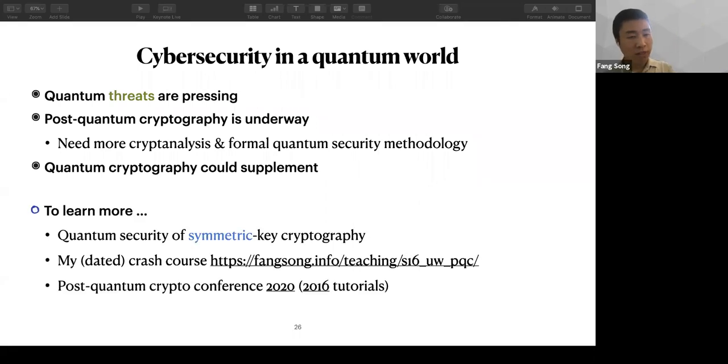And finally, I would list some pointers for people who want to learn more. For instance, I didn't talk about what would happen to symmetric key crypto at all, but here's your treat offline. All right, I think I'll stop here, and I'm happy to take any questions and bring any further discussions alive.